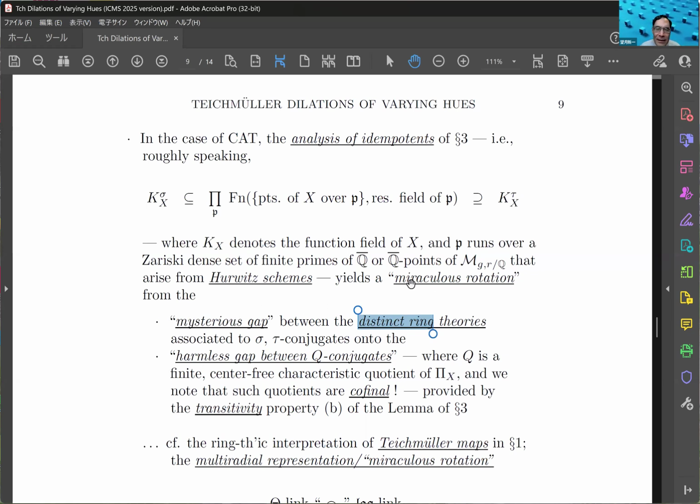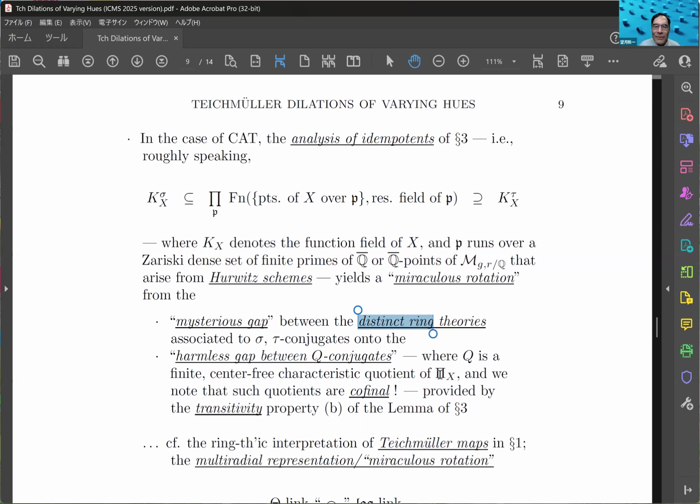It yields a miraculous rotation from this mysterious gap into the harmless gap between Q conjugates, where Q is a finite center-free characteristic quotient of this geometric fundamental group pi x. And so this is a relatively harmless kind of gap. So this is in some sense what was also discussed in Pierre Lochak's talk.